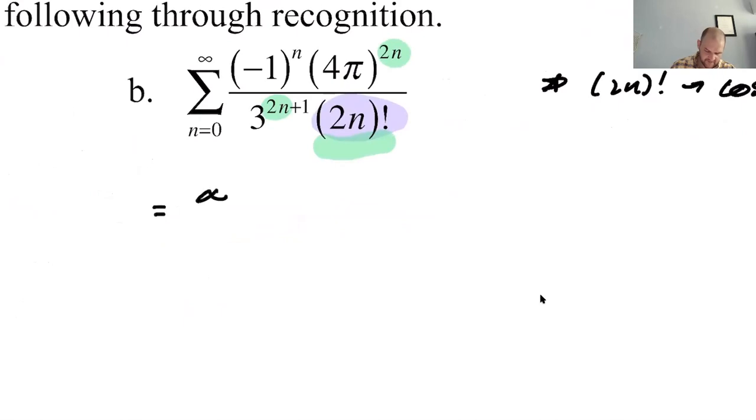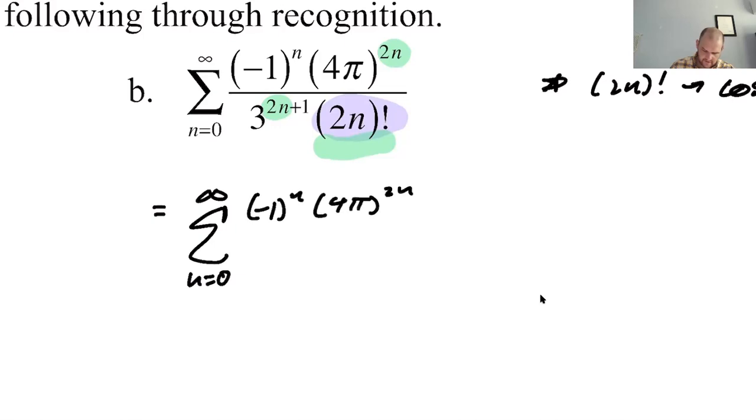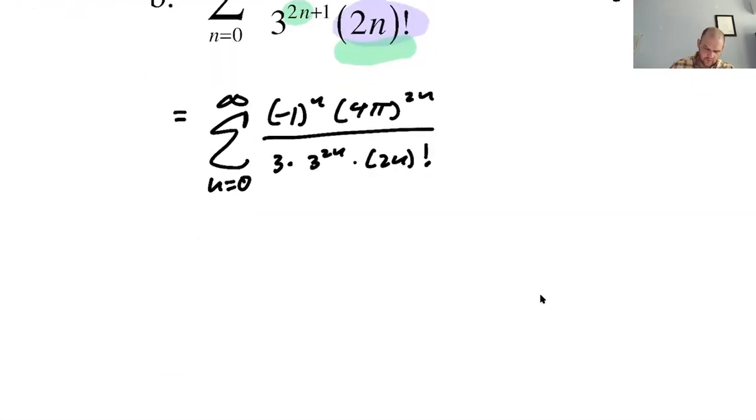So maybe my first step would be this. Negative 1 to the n, quantity 4 pi to the 2n, 3 times 3 to the 2n, 2n factorial. Okay, one of the properties of summations is you can factor out constant multiples. That's like a property of everything, basically, so that constant multiples can come out.